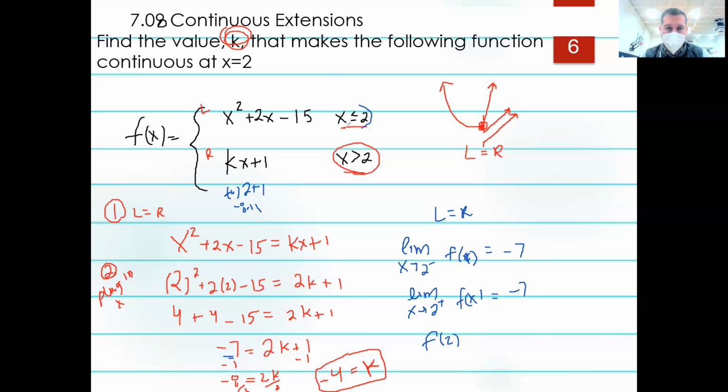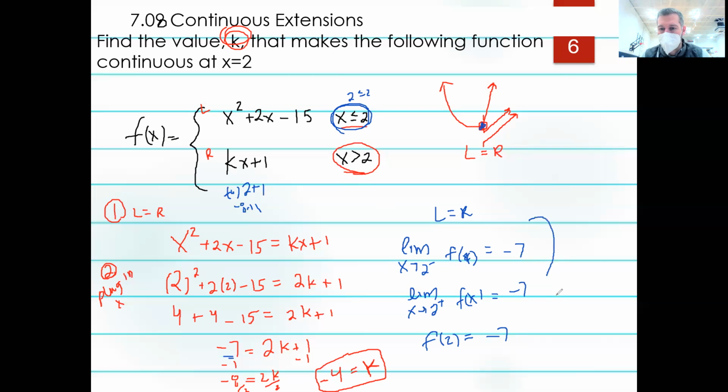And f of 2, we would obviously use this one because 2 is equal to 2, not greater than 2. It's including the 2 in this top function. So we would use this top function to define it at that exact moment. And of course, that's also negative 7. So since all of those things are negative 7, that means they meet at negative 7 and there's a point at negative 7.